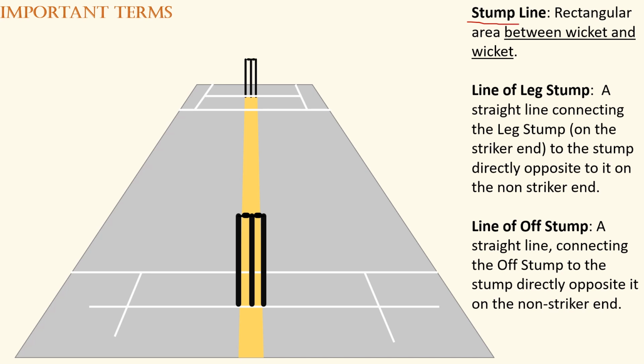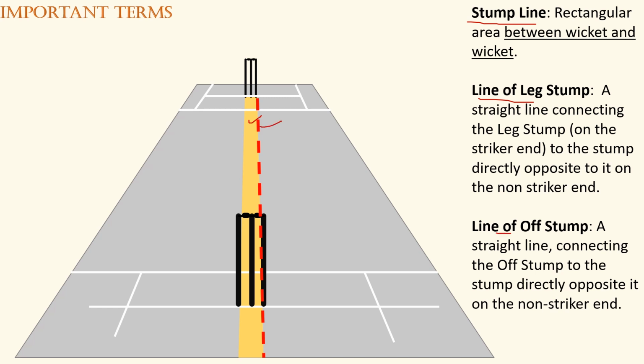First term for us to understand is the stump line. This is the rectangular area between wicket and wicket. In this diagram, it is shown with the yellow color like this. Second item to understand is the line of leg stump. This is the imaginary line drawn from the leg stump on the striker's end to the corresponding stump on the non-striker end. Here it is shown with the red color.